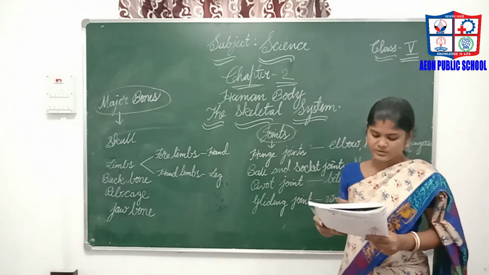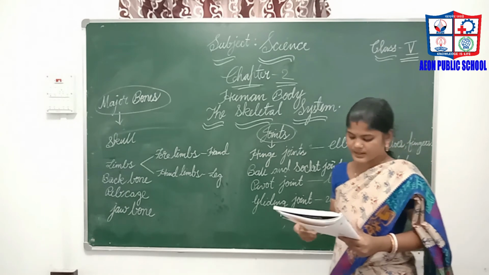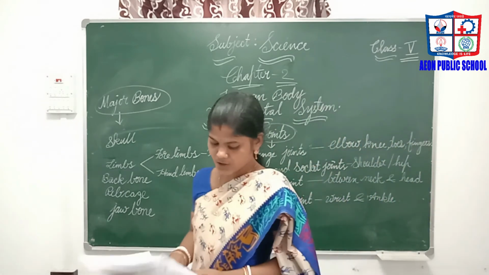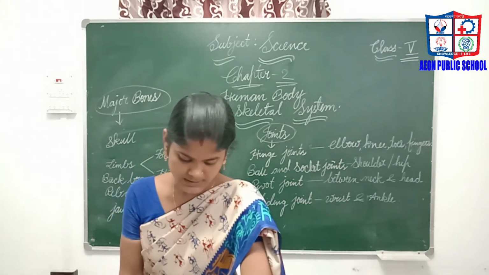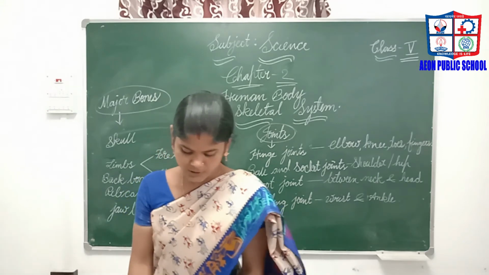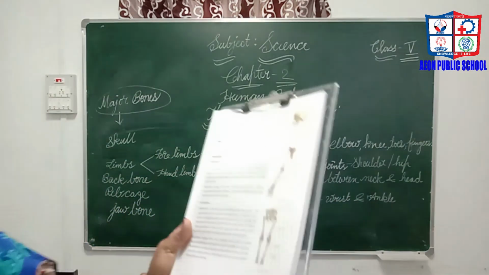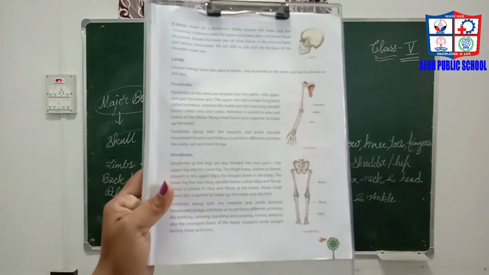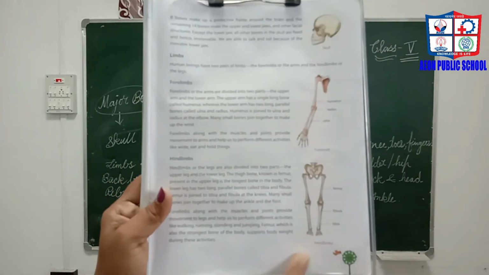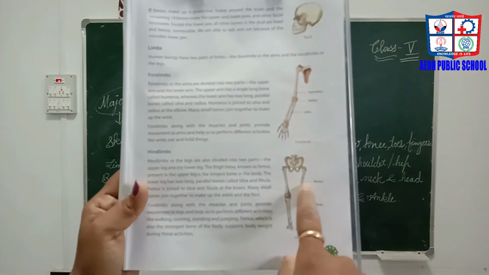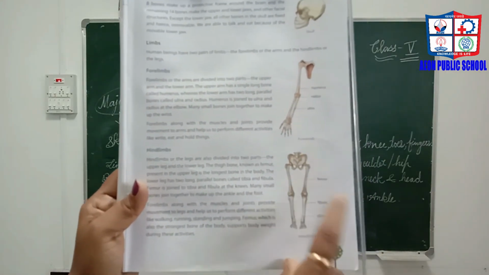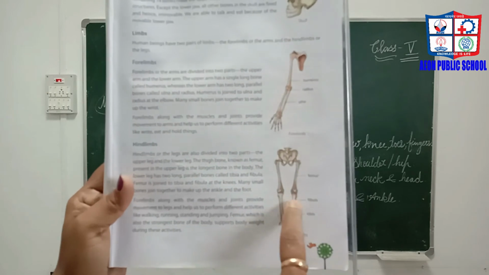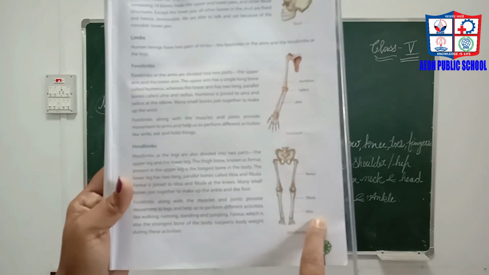Many small bones join together to make up the ankle and the foot. So here small bones are joined together to make an ankle. See, these small bones are there, na? So see here, it is the femur, the thigh bone, and the lower part has the fibula and the tibia.